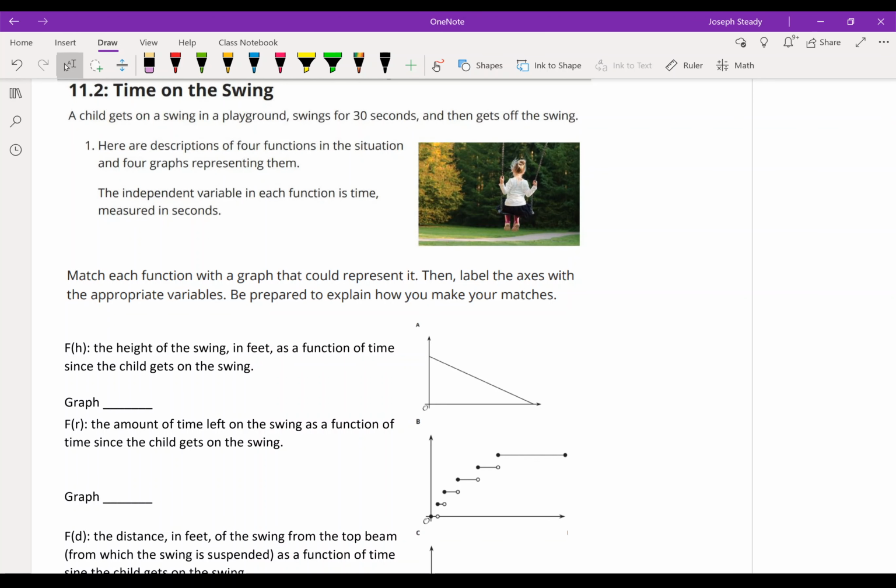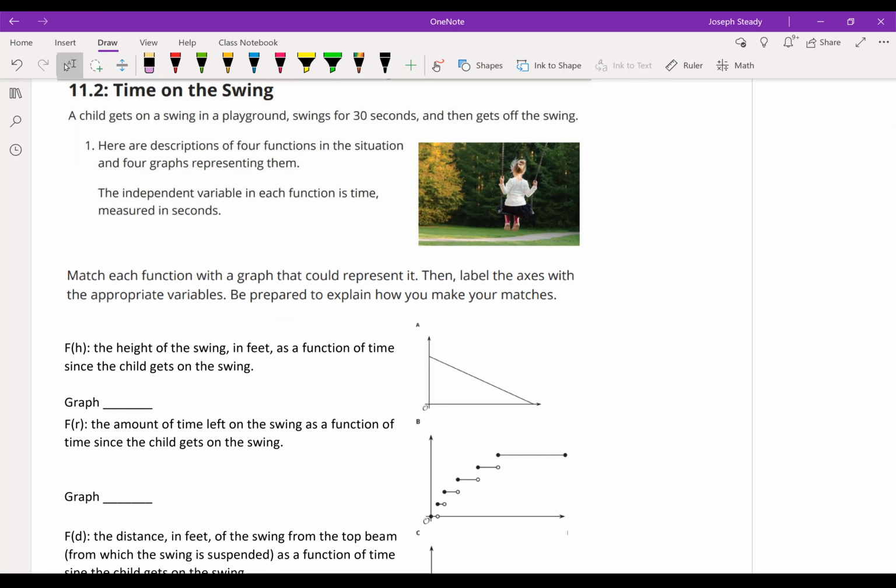In lesson 411, we are continuing on with domain and range. And in problem 11.2 specifically, we're dealing with a child on a swing in a playground. They're going to swing for 30 seconds and then get off the swing. So we're given 4 descriptions of scenarios, and we have to match them up with a graph.